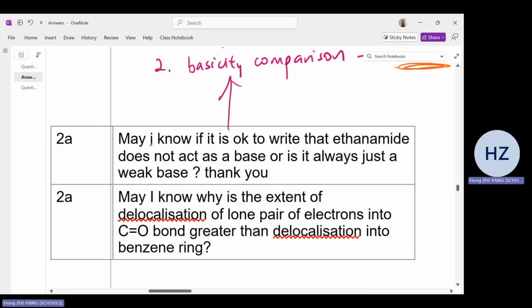What's the other one? Why is the extent of delocalization of the lone pair of electrons into the C=O double bond greater than the delocalization into the benzene ring? Valid question. Are you ready for something hardcore now? It's theoretical stuff. How come the delocalization into the C=O is better than the delocalization into the benzene ring? Now, class, if you are thinking that delocalizing into C=O involves 2 atoms versus delocalizing into the benzene ring involves 6 atoms, shouldn't the 6 atoms be better at delocalization?